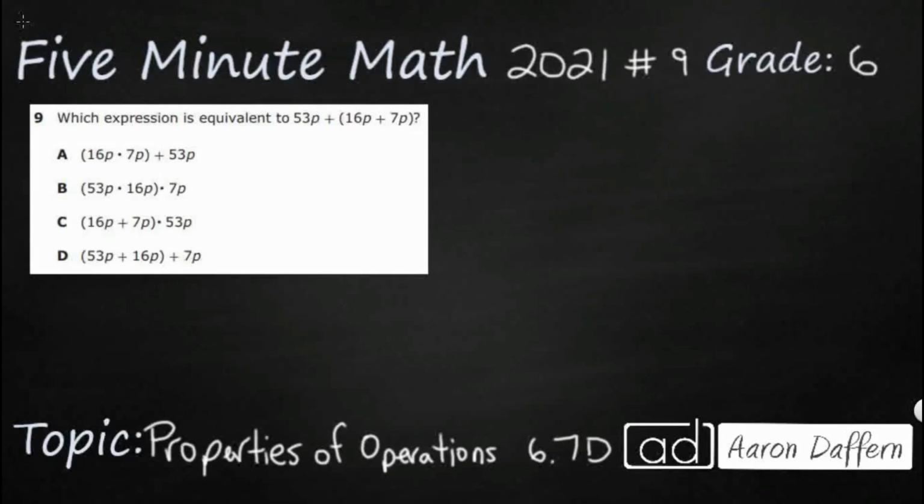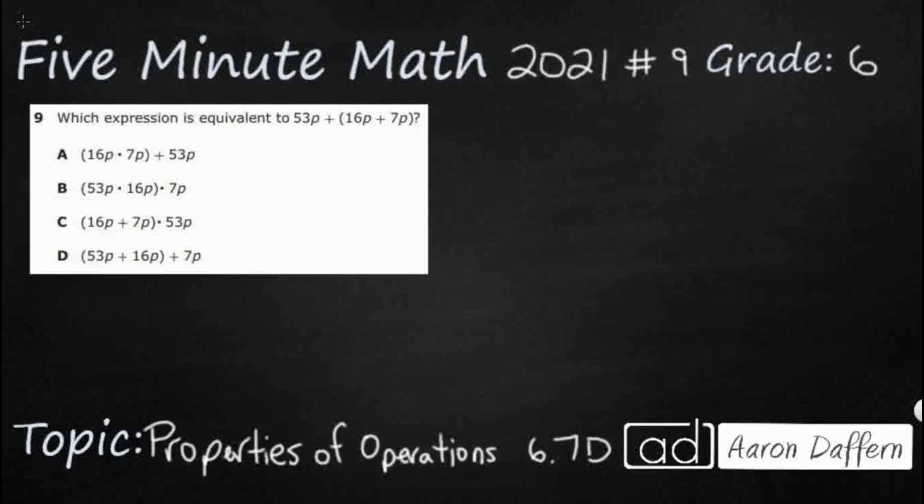Today we are looking at the 6th grade concept of properties of operations. This is standard 6.7D in the great state of Texas, and we are using item number 9 off the 2021 released STAAR test. If you have not done so already, please go ahead and take a moment to pause the video, work this problem out on your own, unpause it, and then we will look at our answers together.